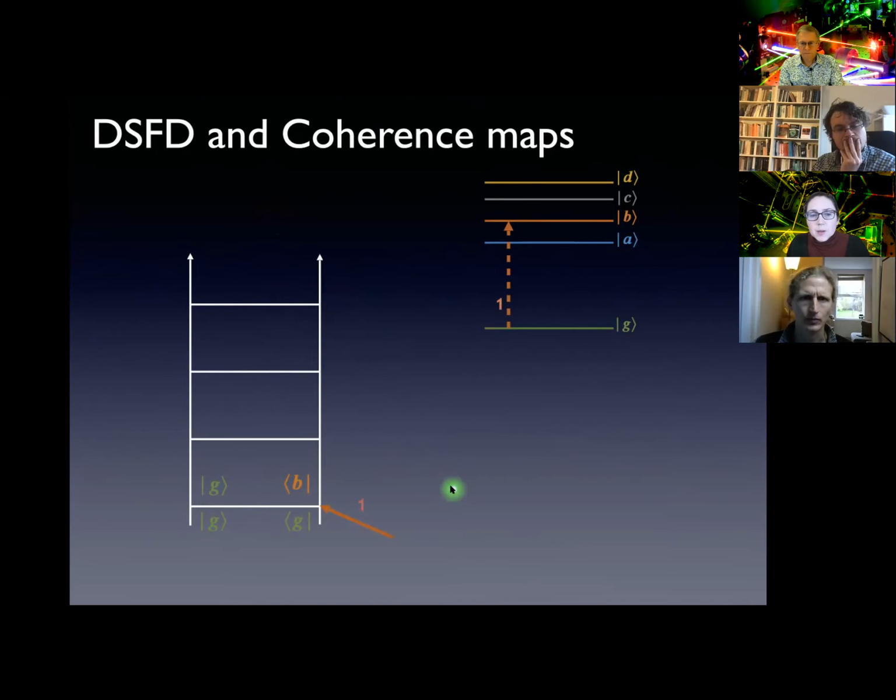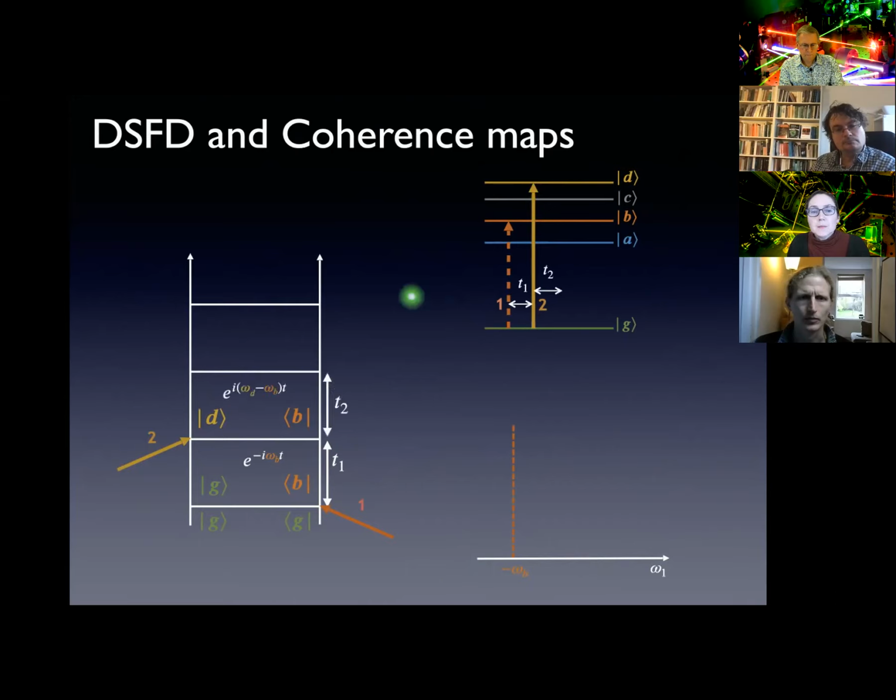All right, so my first pulse comes in and I excite a coherence between the ground state and some excited state B. And then during T1, I will evolve in that coherence time. And if I Fourier transform my signal with respect to omega-1, I will, of course, get my excitation frequency axis. Then my second interaction comes in, and now in this particular diagram, I have a coherence between states D and B. Okay, and that will evolve during waiting time T2. And it will oscillate at the difference frequency between omega D and omega B.